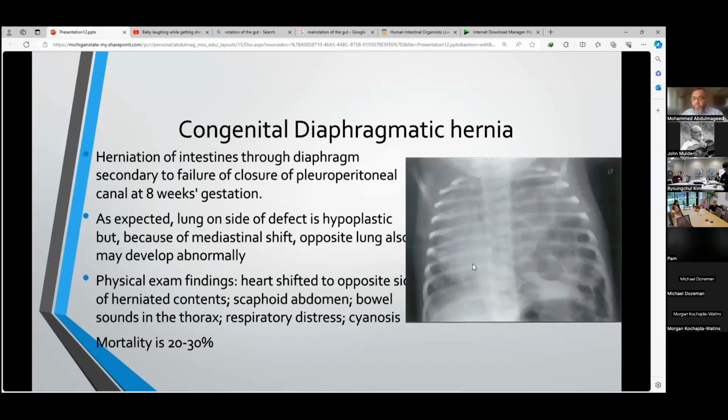Usually the lung will be hypoplastic, which is the most dangerous thing because the lung is not well developed and the baby will eventually die from it. Mortality is very high, 20 to 30% in cases of diaphragmatic hernia. Clinically, the baby will come in distress, with a scaphoid abdomen because the intestine is not in the abdomen, so the abdomen is empty, and you can hear bowel sounds in the chest. But actually, this condition can be diagnosed easily prenatally.